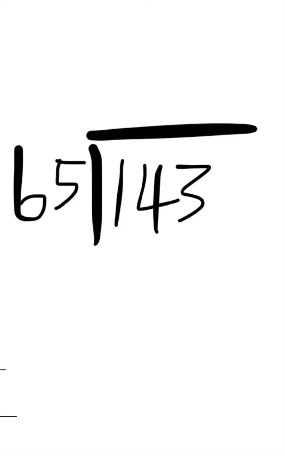So first we're going to be looking at the number 1 and seeing if this is possible. Since 1 is less than 65, it cannot be divided. So we'll move on to the second digit and look at both the first two numbers. 14 is still less than 65, so we have to look at up to the third digit. 143 is divisible by 65 because it is greater than 65.